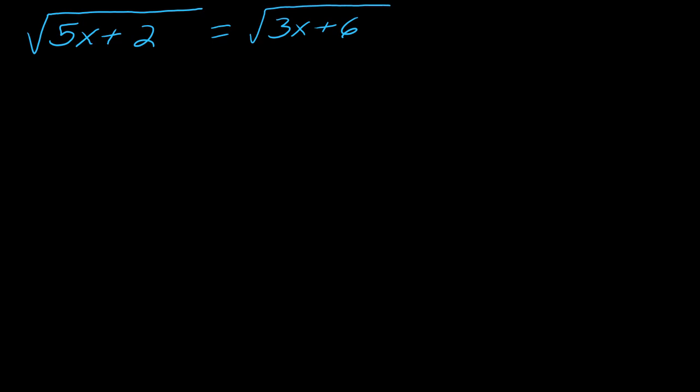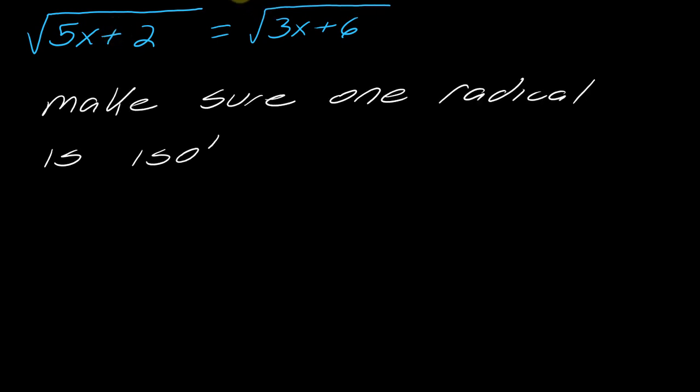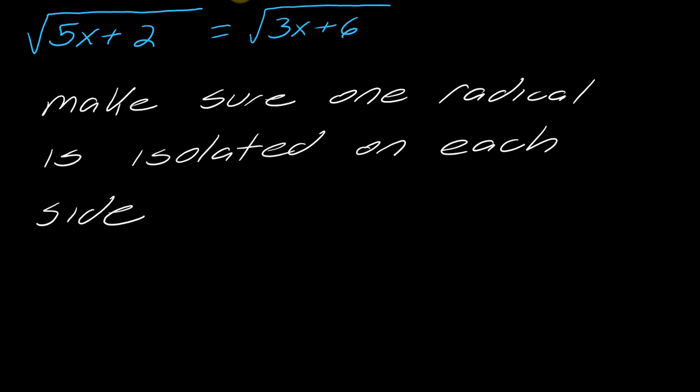Okay, so just starting off with an example here. So I want to just kind of tell you the ground rules. What you want is actually what I have set up already. You want one radical isolated to each side. After you've done that, then you can just square.